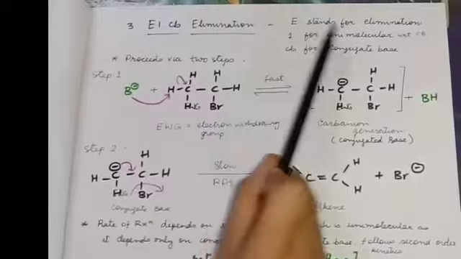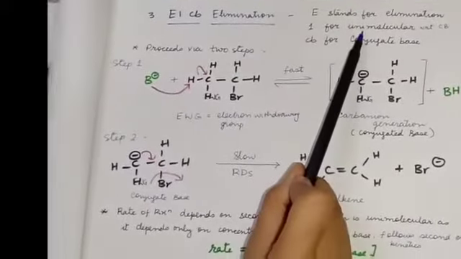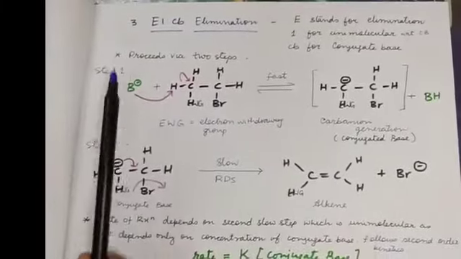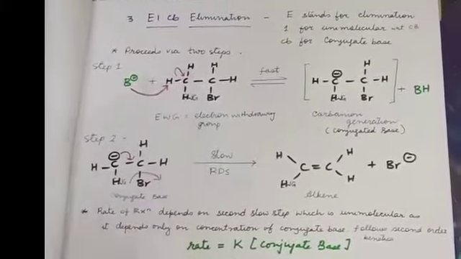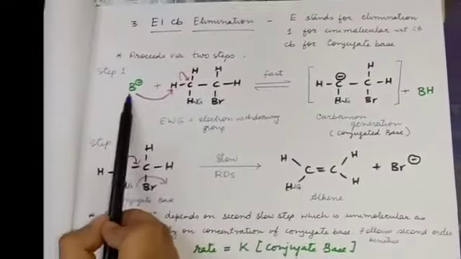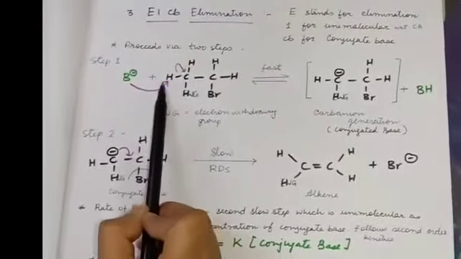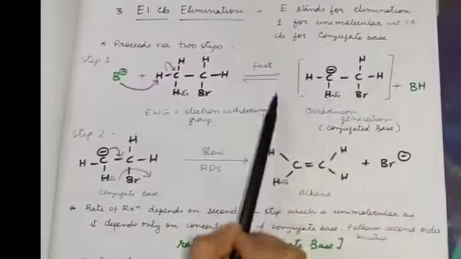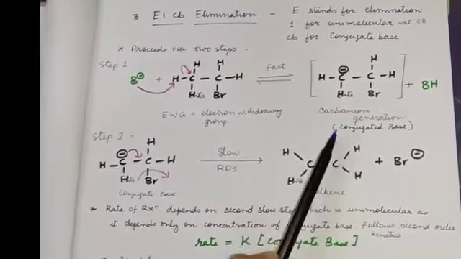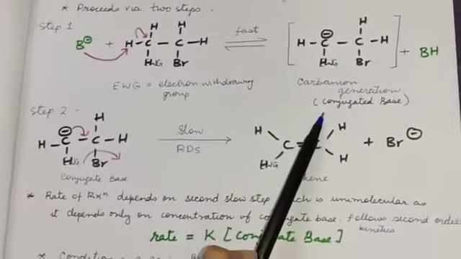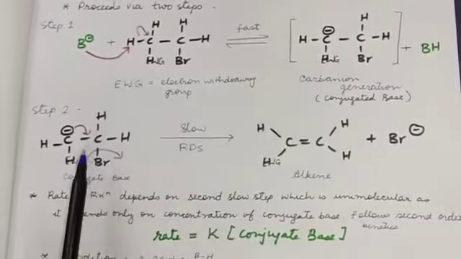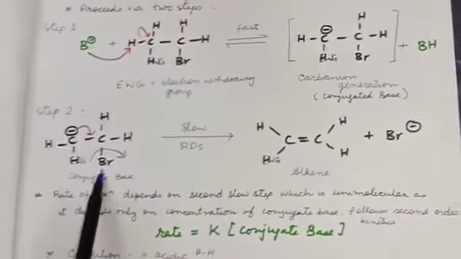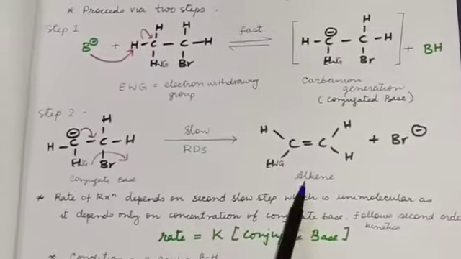So here again, E stands for elimination, 1 for unimolecular with respect to the conjugate base, and CB is for conjugate base. Okay, so this proceeds via two steps. So first step में क्या होगा? This base will abstract the proton from a beta carbon. Okay, and this is usually a fast step. So this results in the formation of a carbanion, which is also known as a conjugate base. Okay, and this is then followed by a slow step, and this proceeds via the removal of this halogen atom, resulting in the formation of an alkene.